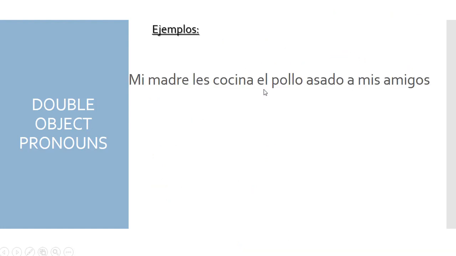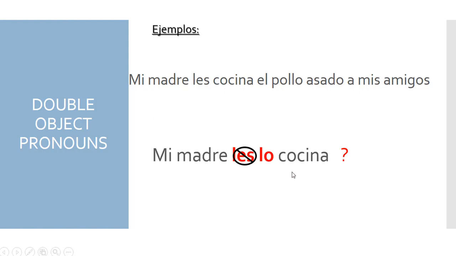More examples. Mi madre les cocina el pollo asado a mis amigos. My mom cooks the roasted chicken for my friends. If my friends are there, we already have a pronoun right here. Good. Mi madre les lo cocina. Can we have les and lo right next to each other? Nope. We need to say se lo. Mi madre se lo cocina. My mom cooks it for them.